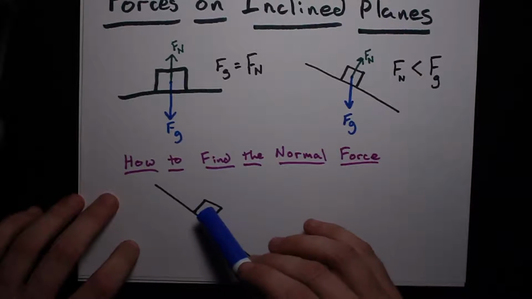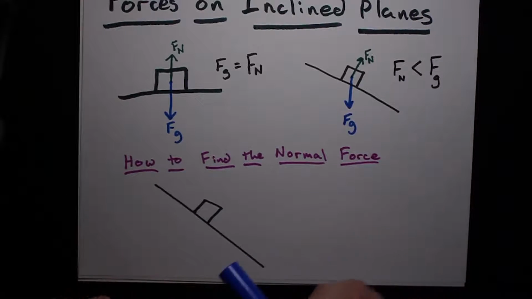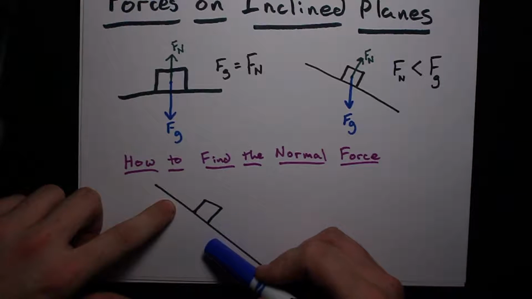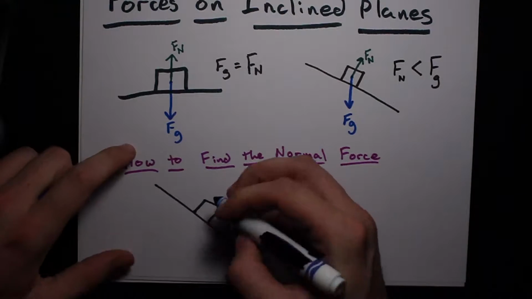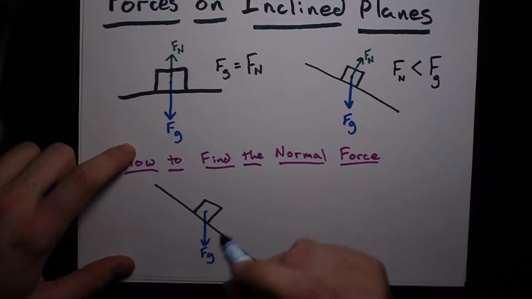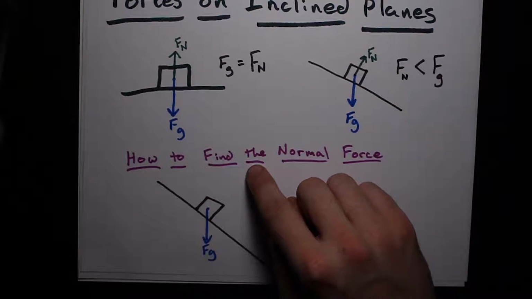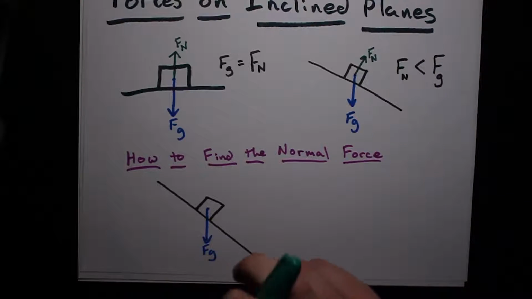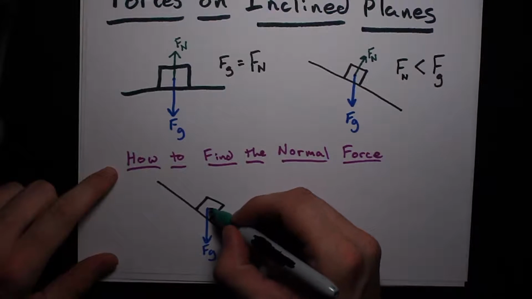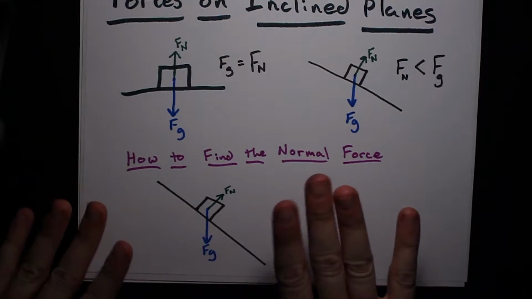Alright, so first off, let's go ahead and draw some of the forces that we know about. We know that there's a force of gravity pulling down on the object. We also know that there's a normal force pushing perpendicular to the surface on the same object.